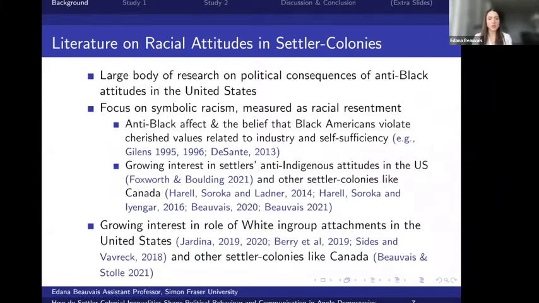I just want to take a moment to note that one of the claims that I'm going to make and show with my research is that negative outgroup evaluations and attachment to an in-group, like the white in-group, are distinct sets of phenomena that have different political consequences, although they work in tandem to reinforce settler-colonial inequalities.